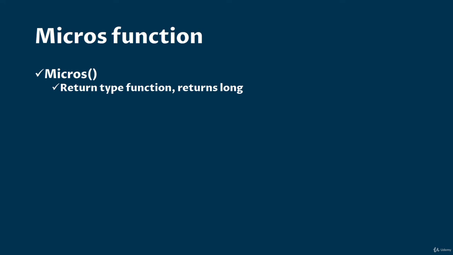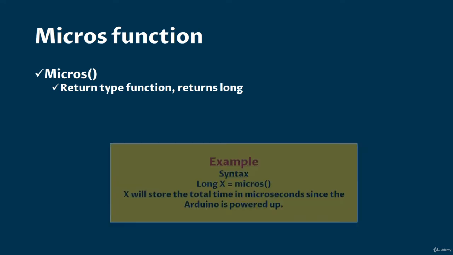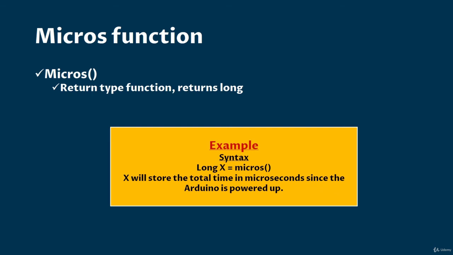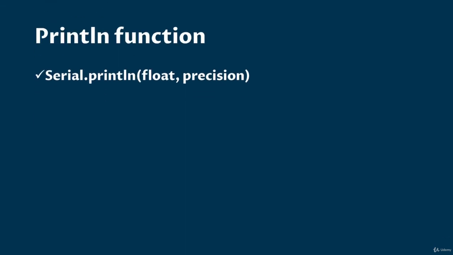Micros works similarly to millis, but in this case it will return the value in microseconds. So see this example. If I write long x equal to micros, then x will store the total time in microseconds since the Arduino is powered up. It's very similar to millis.